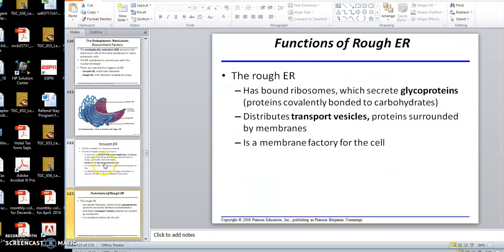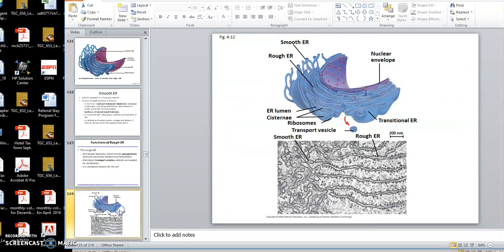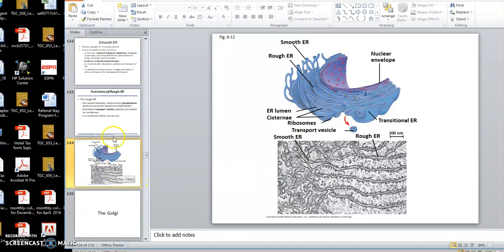Okay. That's the smooth. What about the rough? The rough's job is really totally involved in protein synthesis. Now, it can be involved in protein synthesis and hooking carbs to it. But its job, the rough ER, is really dedicated to dealing with protein synthesis. Okay. Here's the smooth. Here's the rough. Here's the smooth. Just to show you some pictures.